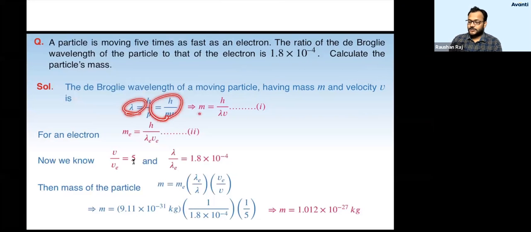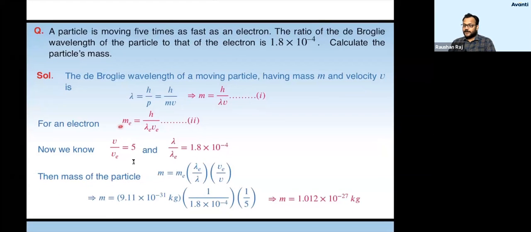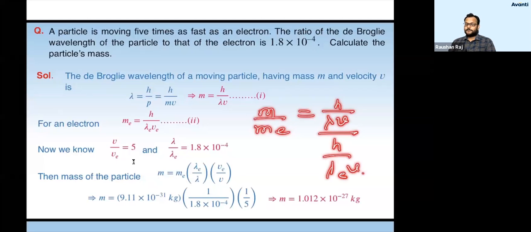So m will be written as h by lambda. We have to find m. So mass for electron will be h by lambda for electron divided into velocity of electron. ठीक है? Mass for the object will be written as h divided by lambda for that particular particle and velocity of the particle. We have to find mass of the particle. So what we'll do? We actually divide it. M divided by me will be equal to h divided by lambda v divided by h divided by lambda e into v.